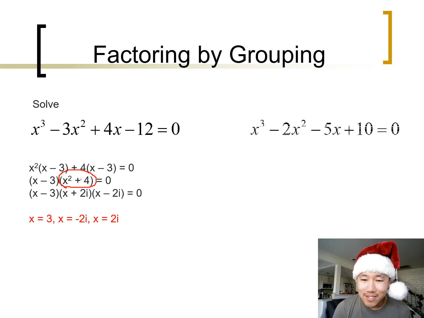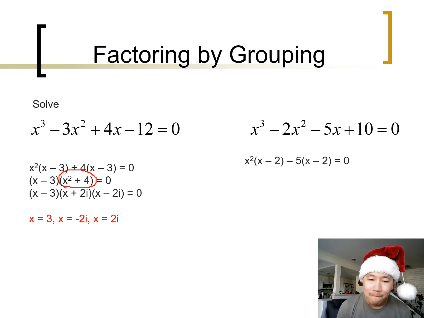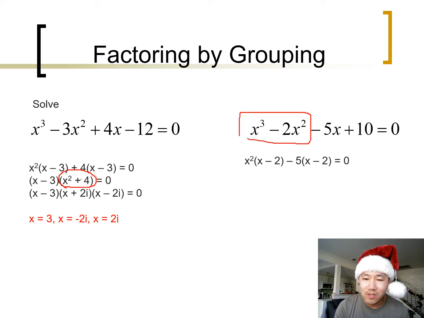Here is another example. Again, it's 4 terms, and so hopefully when I group the first 2 and I group the second 2, it works out nicely. And it does. With the first group, I was able to pull out an x squared, and then I'm left with an x minus 2. And then with the second group, I was able to pull out a negative 5. When I pull out a negative 5, I also have an x minus 2. So that works out nicely.